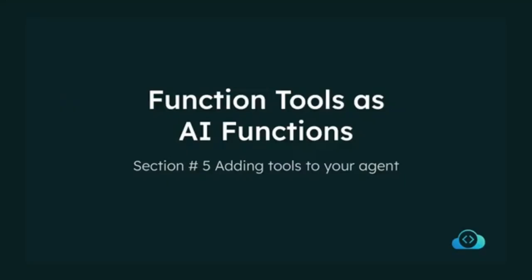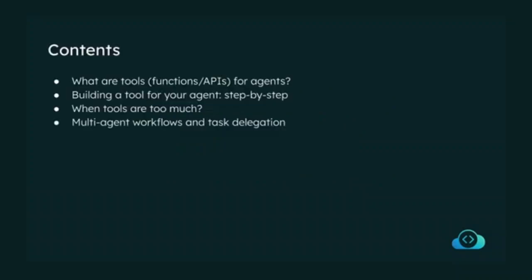So this section is about function tools as AI agents, and we'll be talking about what tools are, how they can be depicted by functions, and how you can leverage or call third-party APIs within these functions. We'll be building a tool step by step, and we'll also be talking about when tools are too much or when not to use tools. And by the end of this section, we'll briefly touch upon multi-agent workflows and task delegation when you have multiple agents or an agentic system.